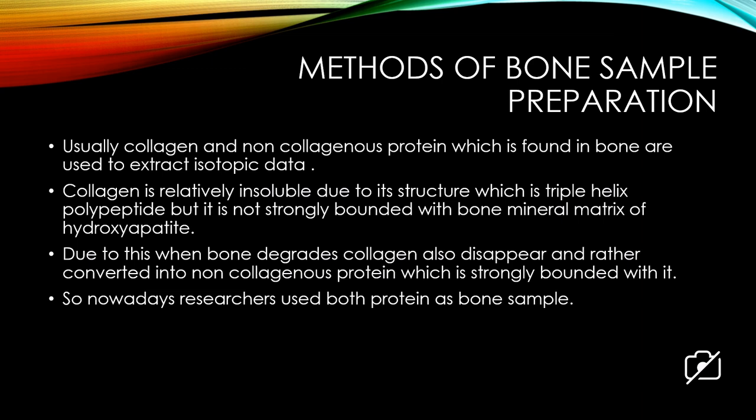Various samples are used in archaeology to extract stable isotopic data. As we know, human bones are made up of two specific parts: an organic part and an inorganic part. The organic part contains collagen and non-collagen. The inorganic part contains minerals, calcium, phosphate, and hydroxyapatite, also a mineral found in human bones. Collagen and minerals are used as samples for the extraction of stable isotopic data.